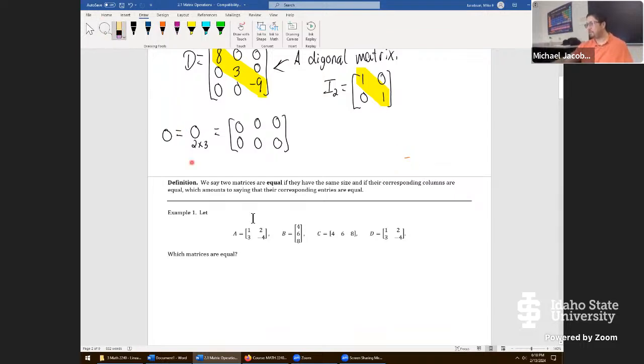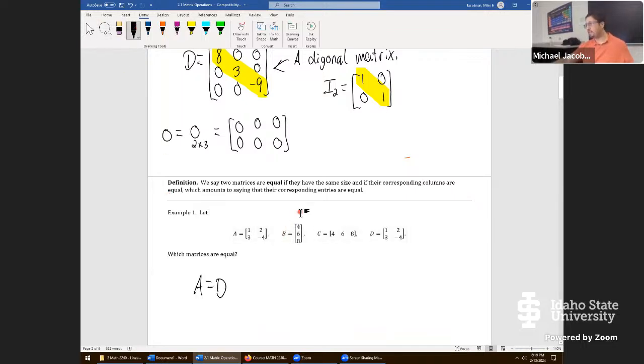And this example here is kind of a silly example. They ask, which matrices are equal amongst the set? Taking a look at A and D, they have the possibility. They're both of size 2 by 2. We have to check their entries. Column-wise they are 1, 3, 2, -4. So we can say A is equal to D.